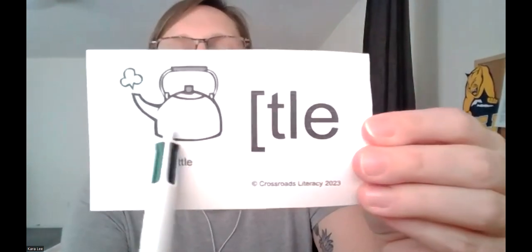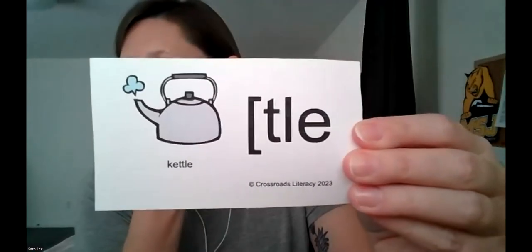Now I want you to listen carefully to this one. This is a kettle. What is it? Kettle. Well, you're making it sound weird. It's a kettle. It's a tea kettle. Yeah, it's a kettle.